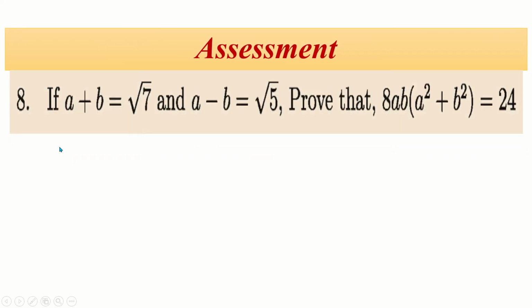Follow this formula, you can easily solve this number 8. Here given a plus b equal to root 7, a minus b equal to square root 5. Prove that 8ab into a square plus b square equal to 24. We know the formula of ab and also a square plus b square.